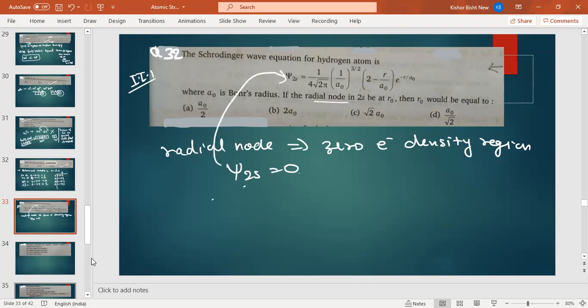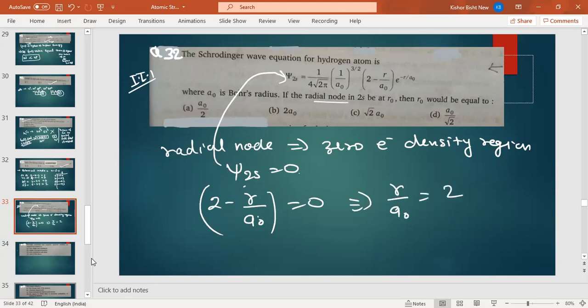So what will you get? 2 minus r upon a0 equal to 0. Just put the value and calculate, and you will get everything is 0. So now r upon a0 equal to 2. Then you need to calculate r. So r is equal to 2 a0. So your answer is r equal to 2 a0. The answer is correct.